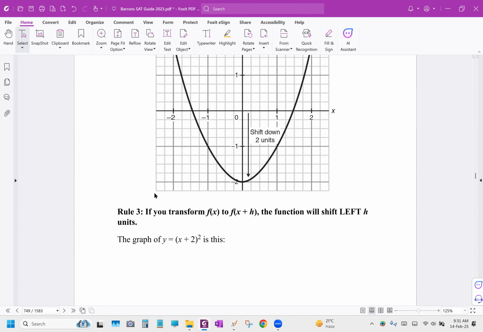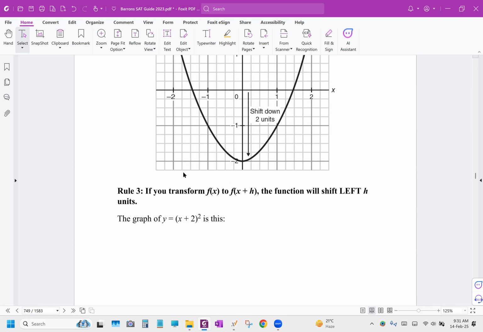Anyway, rule number three is telling you, if you transform f of x to f of x plus h, the function will shift left h units. We have already told you how to shift it in the upward direction and how to shift it in the downward direction. I've already told you that. And now we are interested in telling you how to shift it in the left direction and how to shift it in the right direction.